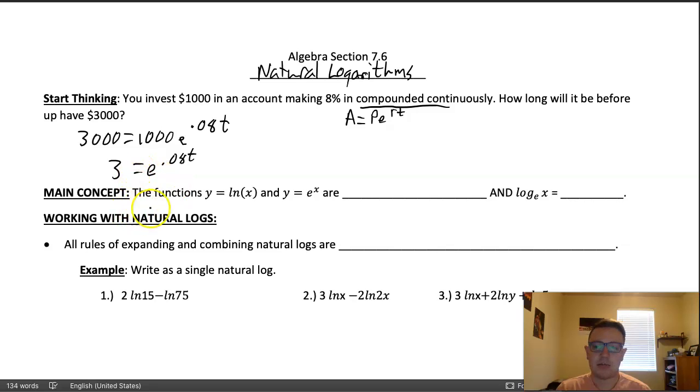We have the natural logarithm, and we call it ln. For some reason, it's likely because it came from something like French. It's log natural or something of that sort. But we have the function y is equal to ln of x, and ln of x, or natural log of x, and e to the x are inverses. Ln of x is just a fancy way of saying log base e of x. So anytime you see ln of x, that just means we're doing log base e of x. And because it's just log base e of x, all of our rules for expanding and combining the natural logarithms are the same as for any logarithm.